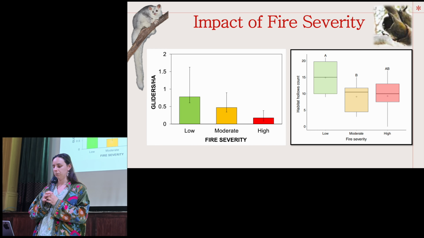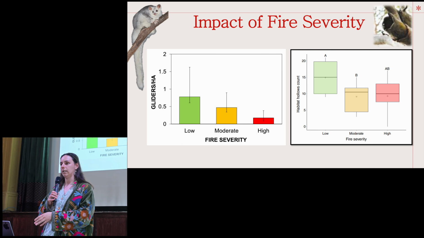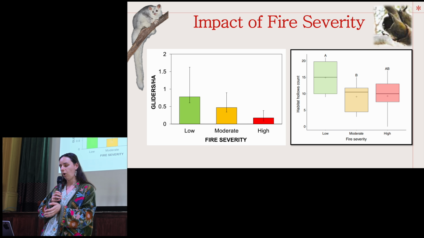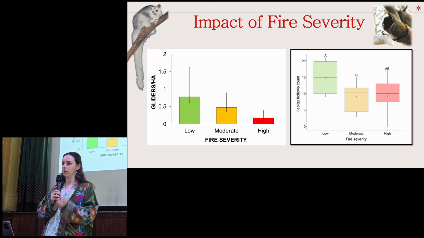And what we found was that on the bottom we have low, moderate and high severity areas, fire severities, and those sites we had more greater glider density, higher density on the left, compared to moderate and to high. Very clear pattern that the hotter it burns and the more foliage is destroyed and the more hollows are destroyed, gliders can't survive that. They lose their habitat and they lose their food resource.